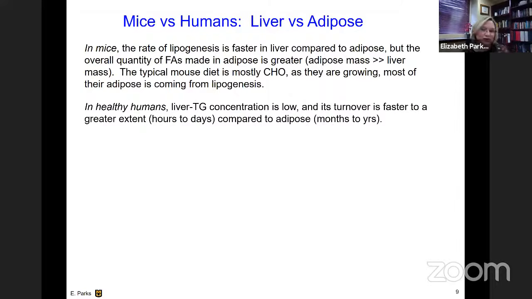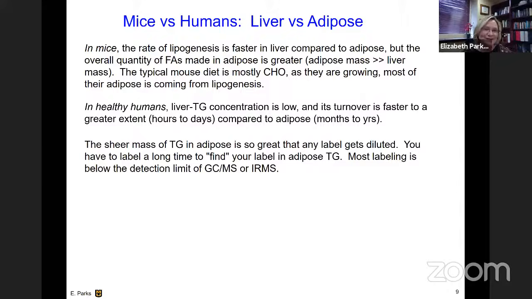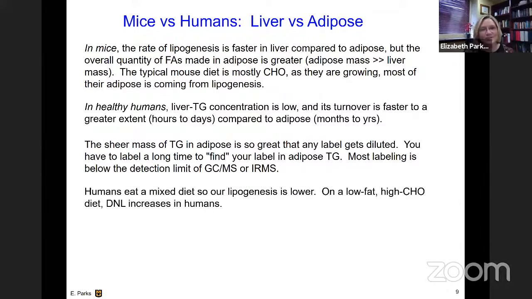In healthy humans, liver triglyceride concentration is typically low, and its turnover is really fast. We've calculated that in healthy young men, the liver triglyceride pool turns over in about 4 hours. Compared to the adipose tissue, which your body fat could take about a year to completely be used up and replaced, which is a bit of a depressing fact. The sheer mass of triglyceride in adipose is so great that any label that gets there can get diluted. So it's very difficult to measure adipose lipogenesis in humans. You have to label for almost a month, or almost 2 months, I would say.